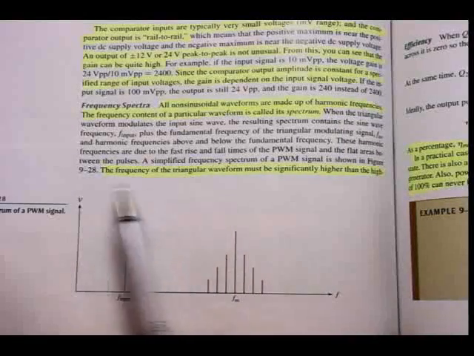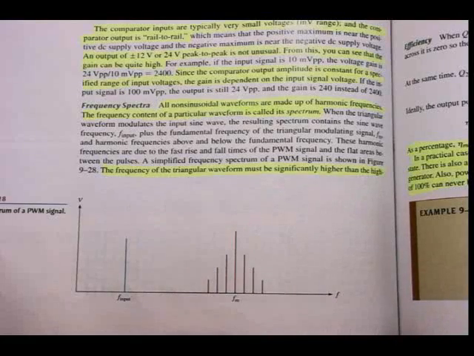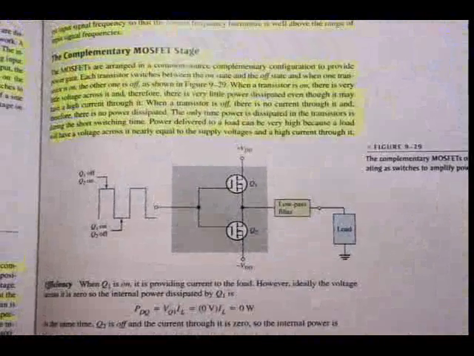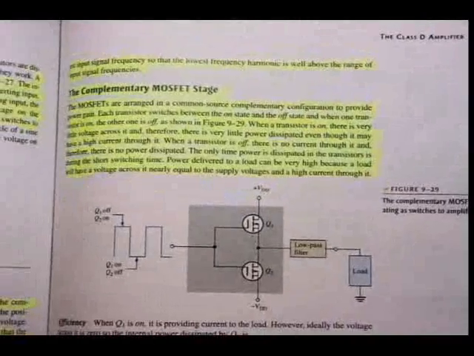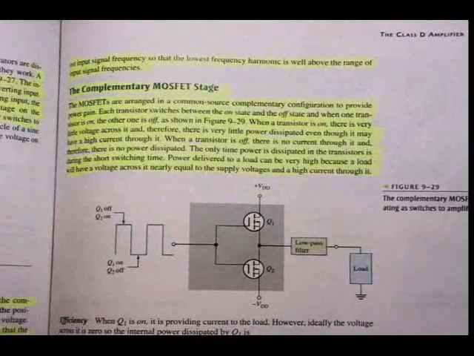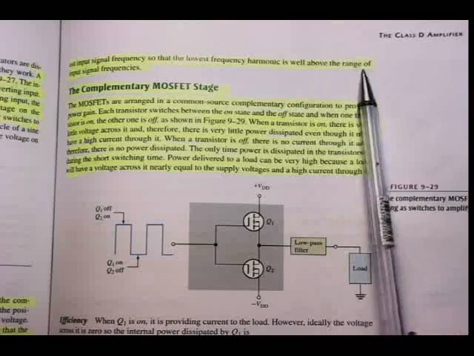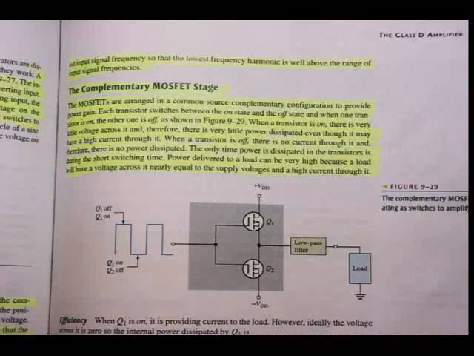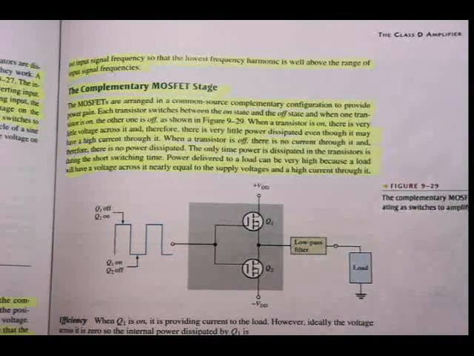But please underline that last sentence, that is important, that I've said there: the frequency of the triangular waveform must be significantly higher than the highest input signal frequency, so that the lowest frequency harmonic is well above the range of the input signal frequencies. Otherwise, I'm not going to get the output waveform that I want.